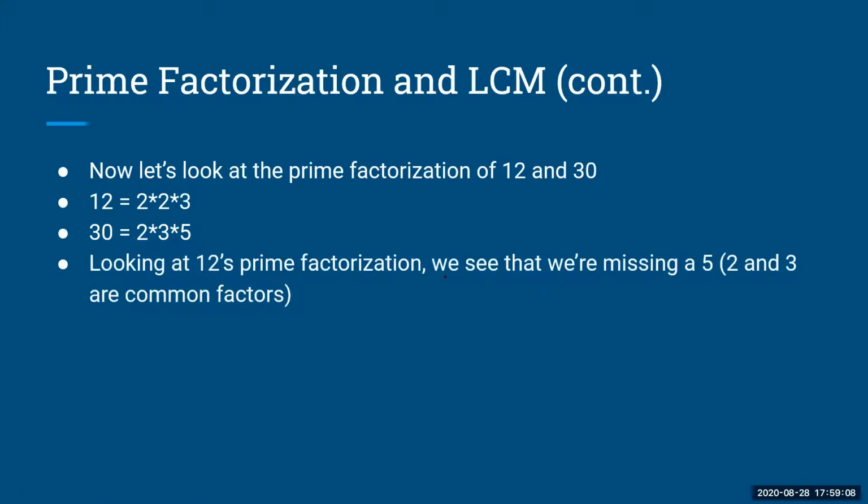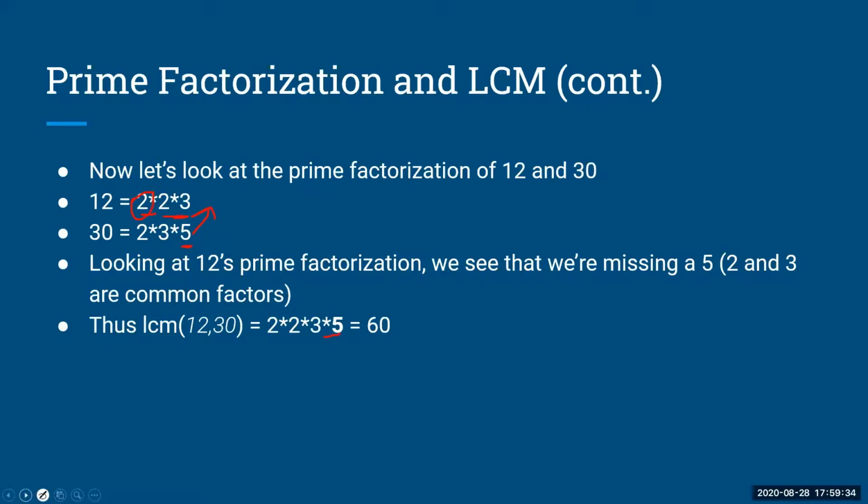All right, so then you look at the prime factorization. If you look at 12's prime factorization, you notice that you're missing a 5 here. So you just pop in the 5, because you have the 2 times 3 right here, and the 2 itself is already a part of the 12. So the least common multiple of 12 and 30 is 2 times 2 times 3 times 5, because you pop in the 5, which is 60.